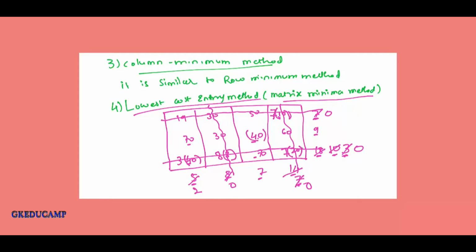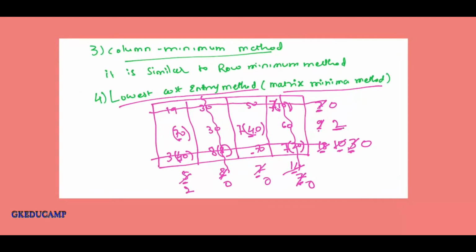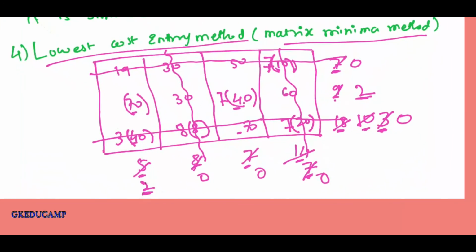So here we have availability 7, here 9, allocate 7 to the 40, here 0, here we will get 2 as the remainder, and last cell is 70. Here the available are 4 and here requirements is 2, so allocate 2, and both will become 0. This is how we solve the lowest cost entry method or matrix minimum method.